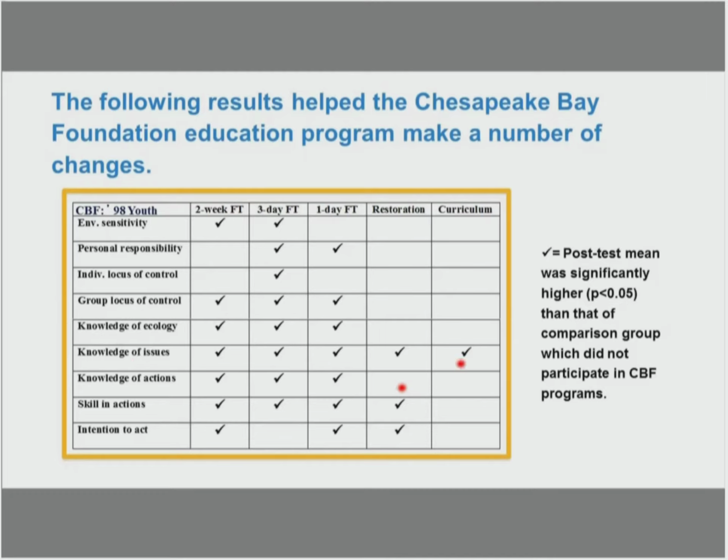So what you can see, for example, is the curriculum participants only changed in one particular area. They increased in their knowledge of issues as related to the Bay. Contrast that to the 3-day field trip and the 1-day field trip, where you see so many more check marks, suggesting that those particular programs were much more effective in increasing a larger number of characteristics that have been associated with environmentally responsible behavior. So what?